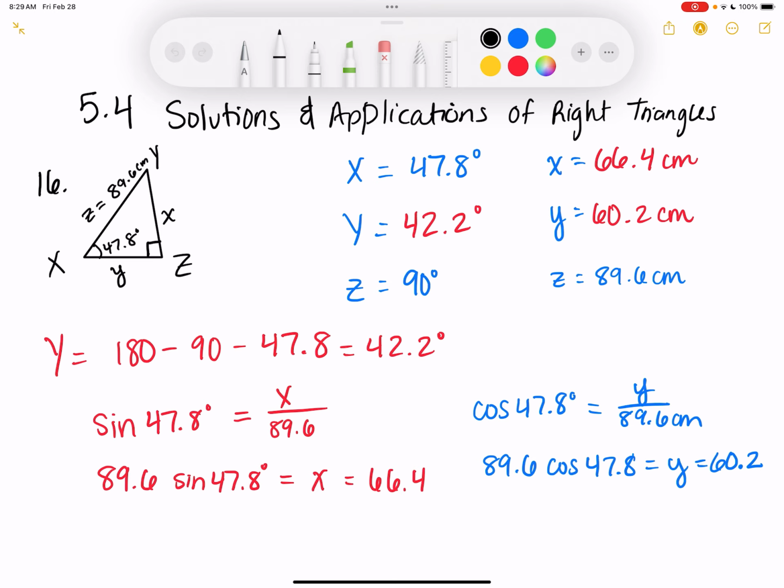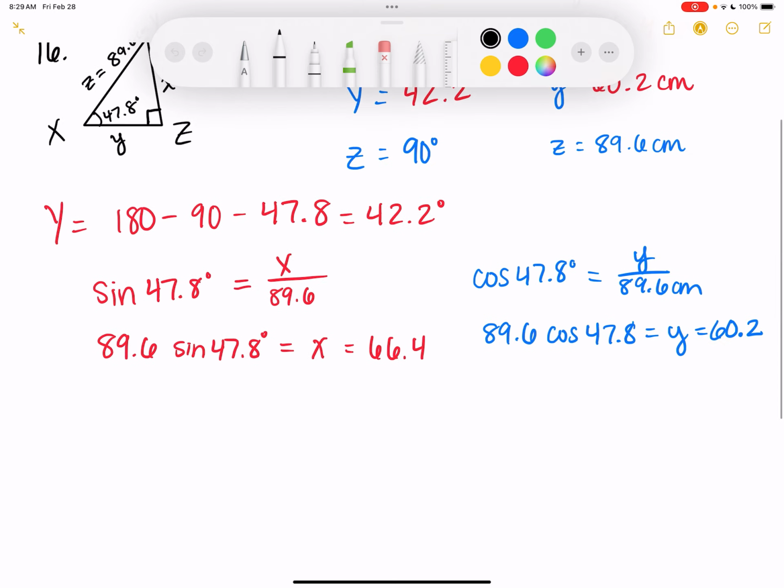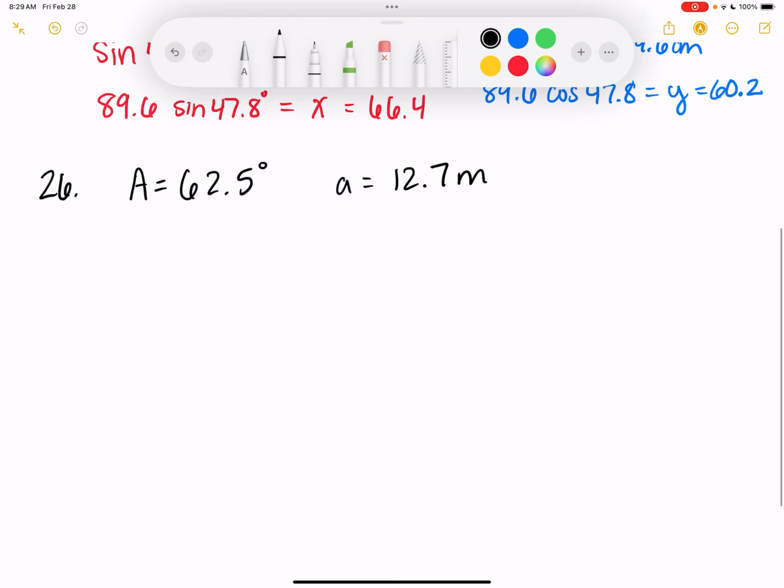the rest. Remember, these are all right triangles, so you automatically know one of the angles outside of what they just blatantly tell you. And they want us to find all the pieces of the triangle, so all the angles and all the side lengths. So 26, angle A is 62.5 degrees. Side A is 12.7 meters. And remember, because they're giving us units, we have to use those as well.